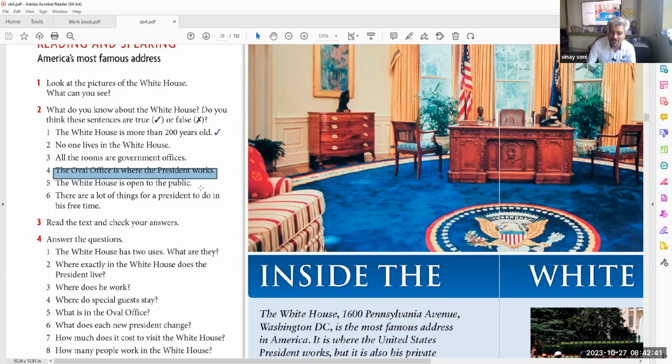The White House is open to the public. Yes, sir, it is. 6,000 people visit every day.